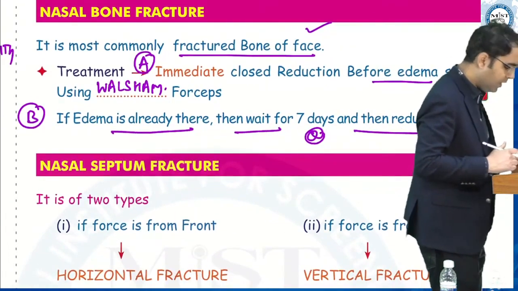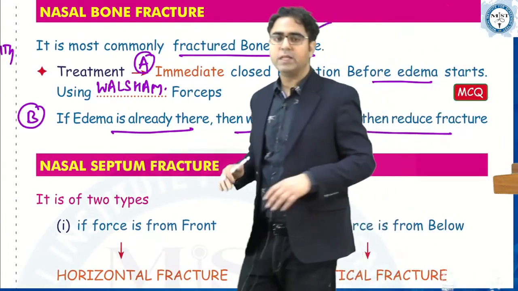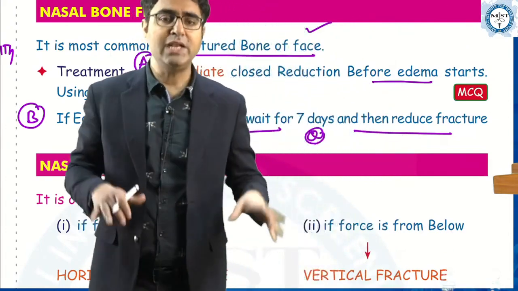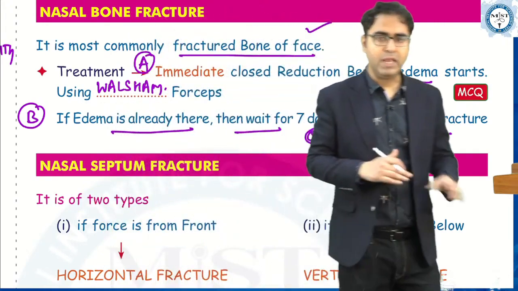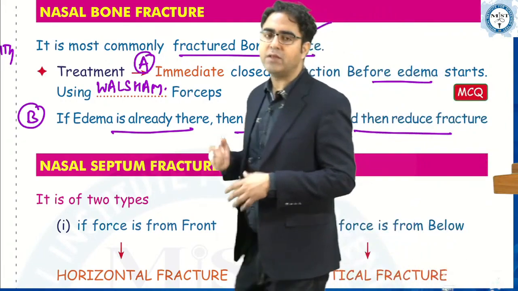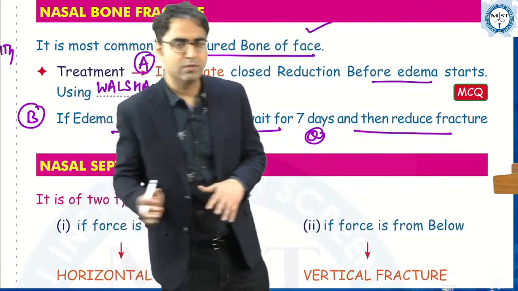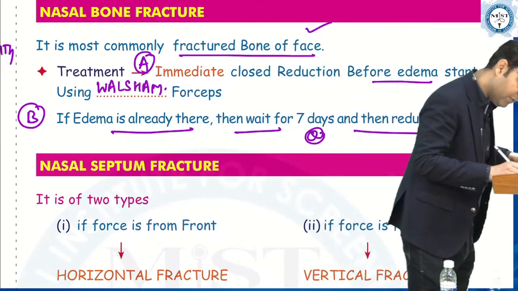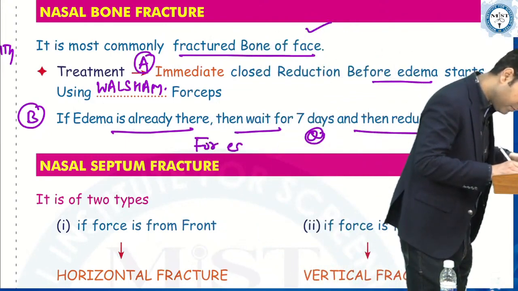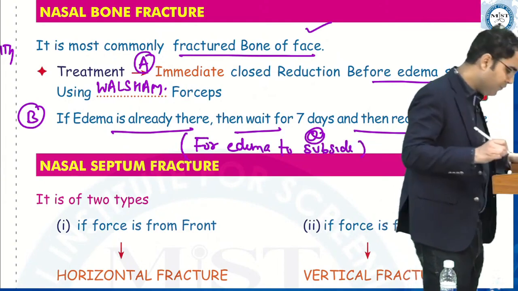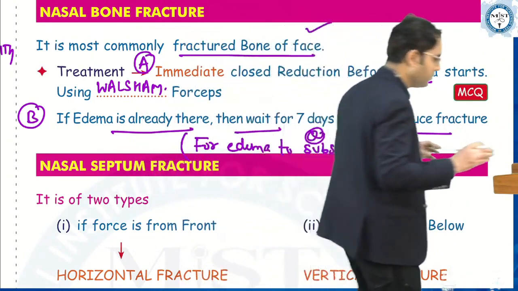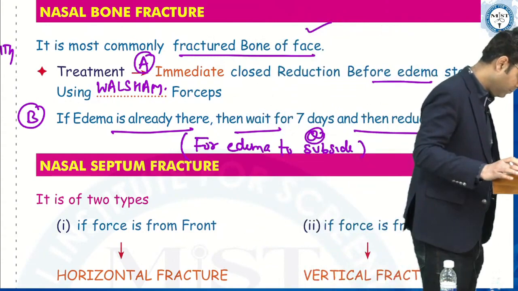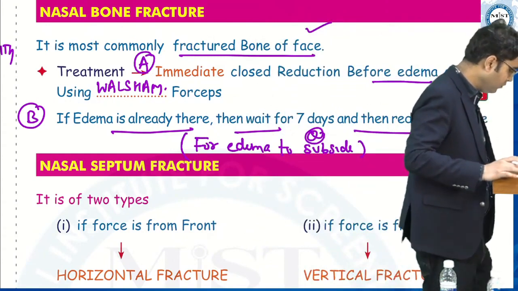So 2 questions, beta. If edema is not there, if swelling is not there, then you have to do immediate close reduction before edema starts using Walsham forceps. But B, if edema is already mentioned in the question, then wait for 7 days and then reduce the fracture, beta. Okay? Why wait for 7 days? For edema to subside, beta.